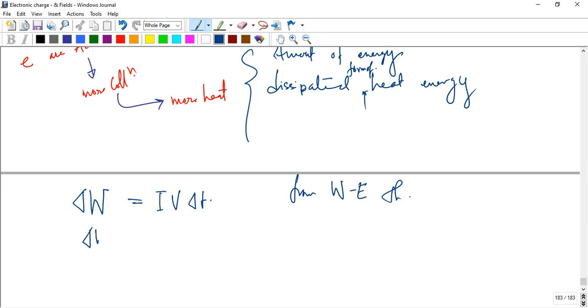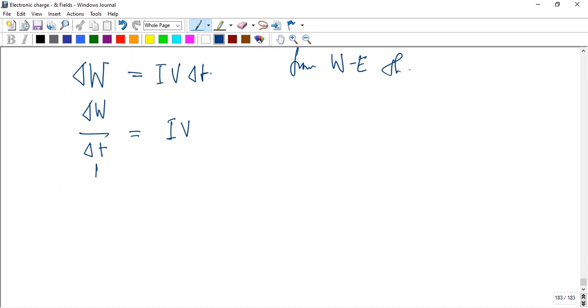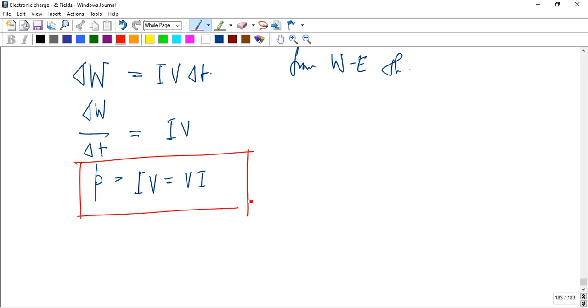So delta W by delta T, where delta T is actually time, not temperature, is equal to I times V. We know that delta W by delta T is equal to power. So P equals IV or VI. That's the power, and this is actually the ohmic loss. The power is lost due to the heat.